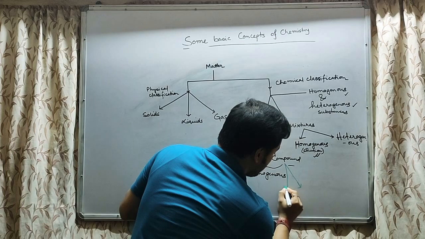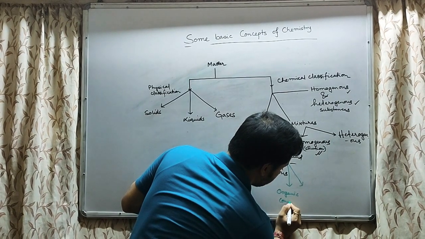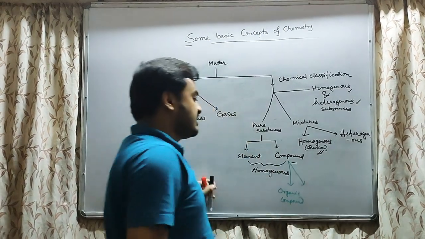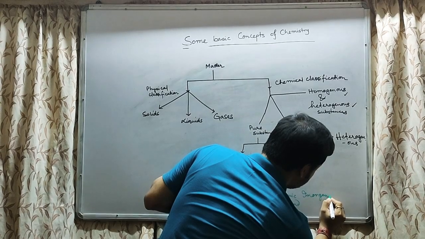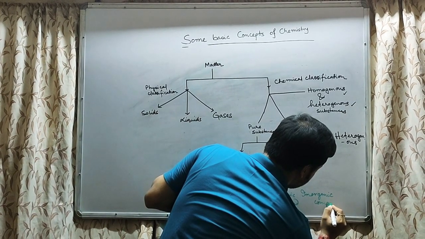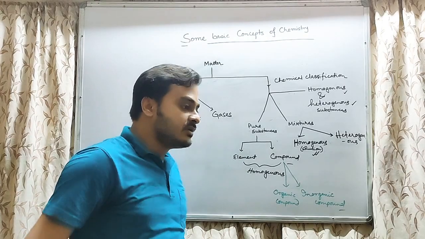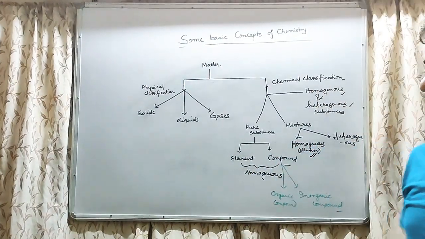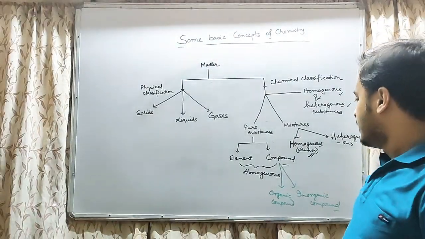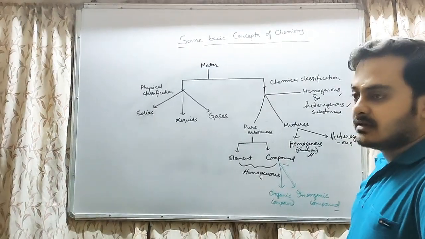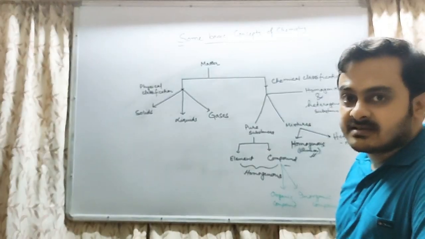Now, amongst the compounds, we have again two more types. One is the organic compound, another one is the inorganic compound. Now, what is organic compound? The organic compound is defined as the compound containing carbon, hydrogen and oxygen, we can say. And the inorganic compound is the compound which contains the elements present in the form of ions, that is the cations and anions.